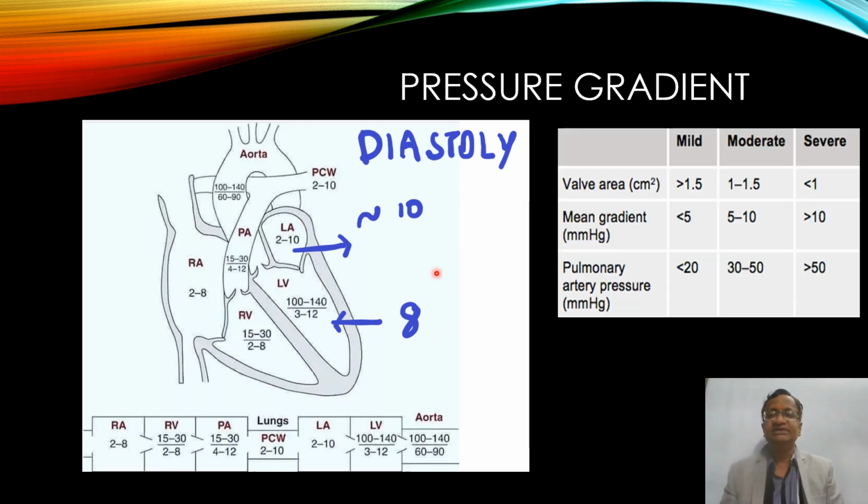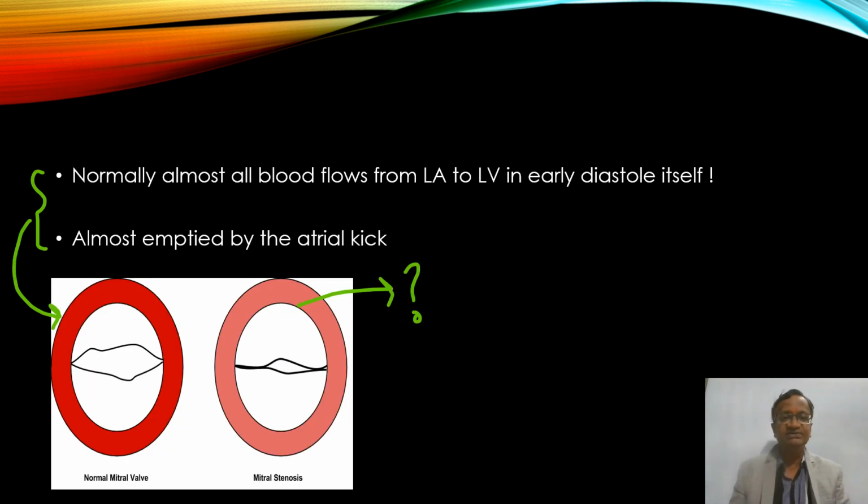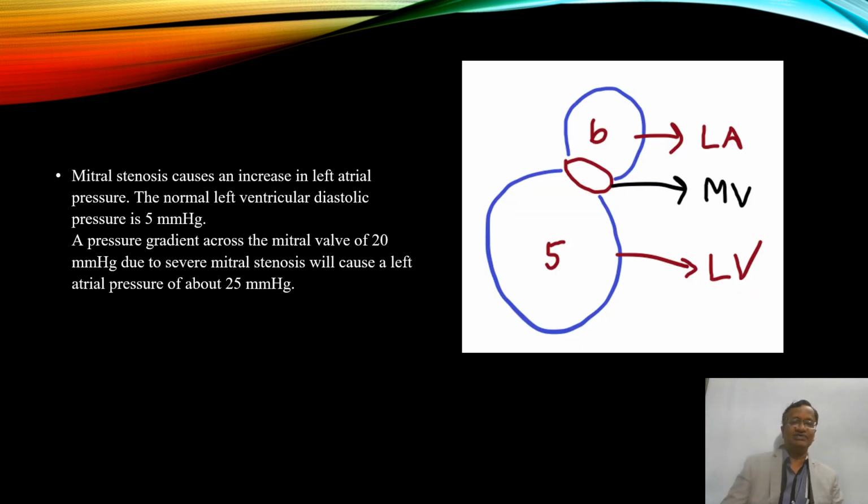Again, I am putting here the mean pressure gradient. Normally, almost all the blood flows from LA to LV in early diastole itself. So 85% goes almost. Atrial kick may contribute around 15%. So now here in mitral stenosis, it needs an atrial kick because here it is stenosed.